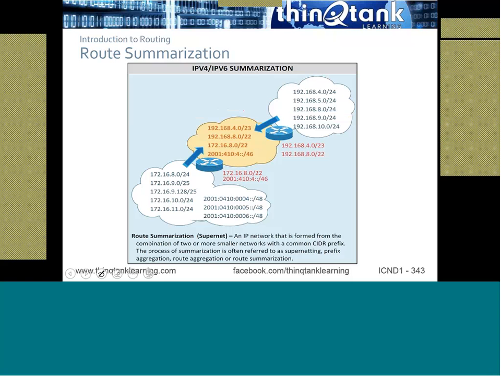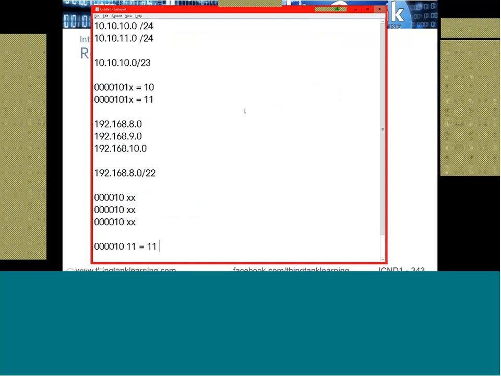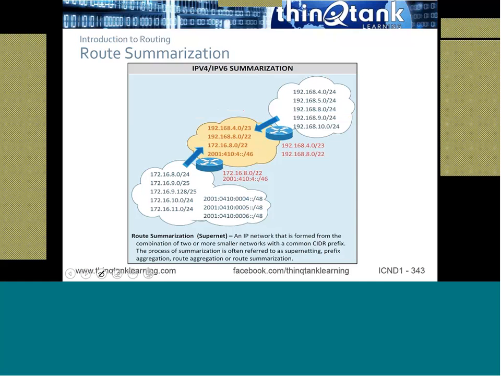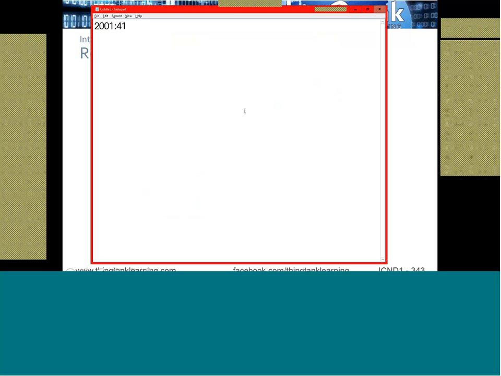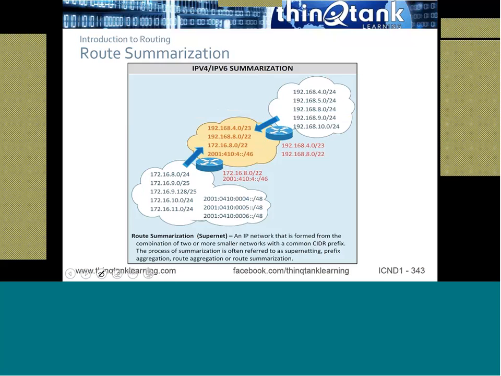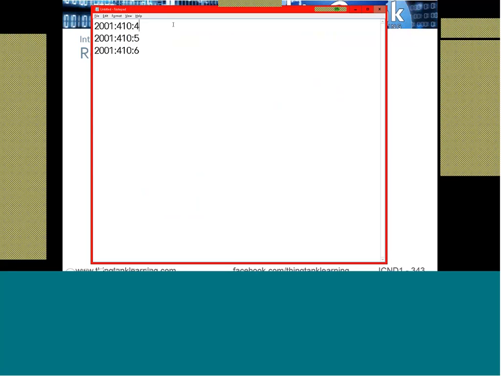We can also summarize with IPv6. So we've got, here we go, 2001:410, and then we've got 2001:410:5, 2001:410:6. Now, these are all /48s. So you would write this as /48, /48, /48. You guys agree that that is 48 bits, right? Is that 48 bits?